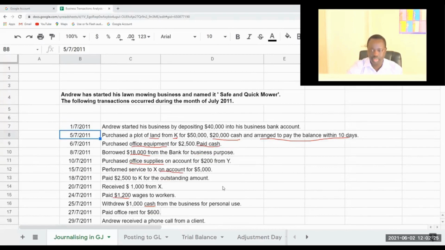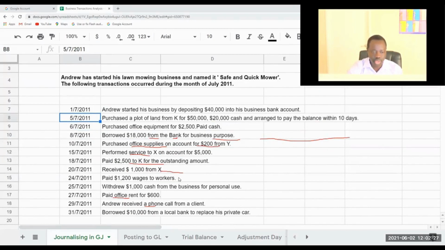The reason for this video is for you to know how to analyze business transactions and to identify an account. When you are given different transactions like this, you should be able to know what to do.